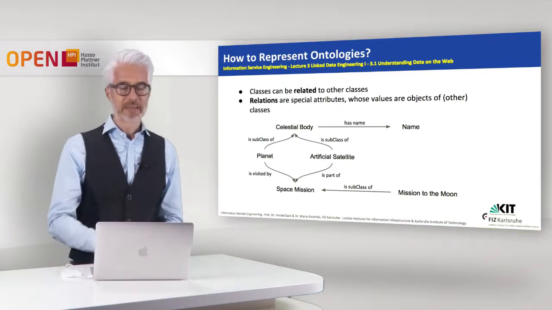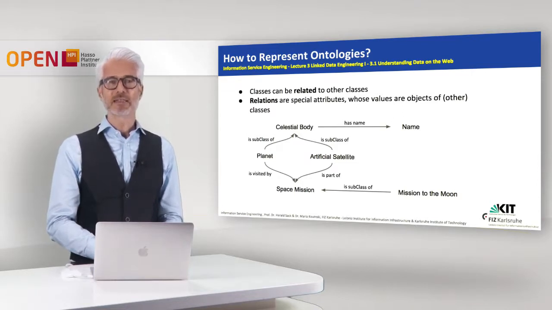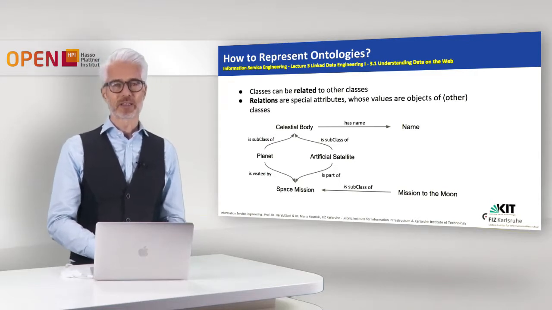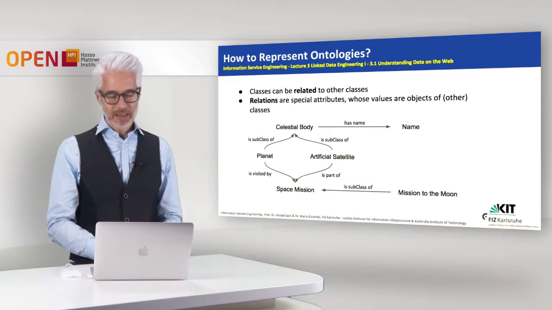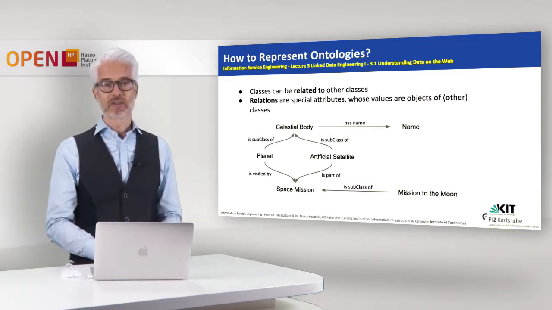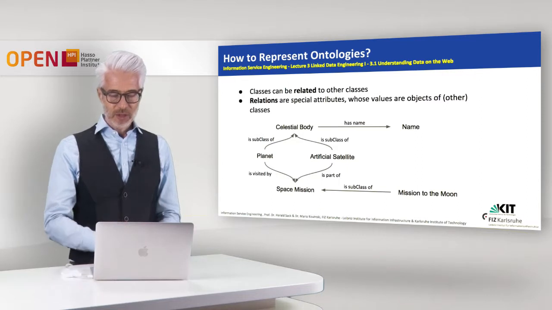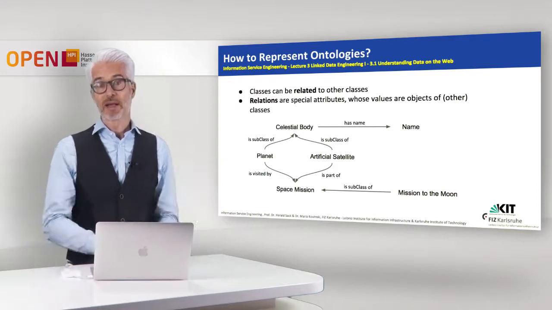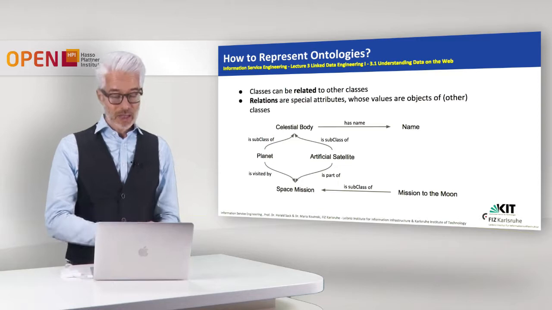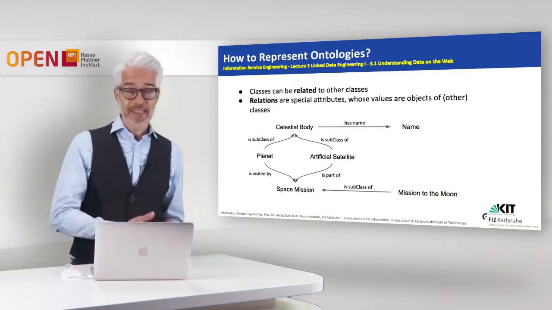So here, for example, planet is a subclass of celestial body, and also a planet has been visited by a space mission, for example. So is visited by is then a relation or a property, and planet and space mission both are classes. On the other hand, you have an artificial satellite, which also might be a celestial body, and this celestial body has a part or is part of a space mission. And on the other hand, here you have, for example, mission to the moon, which is a subclass of space mission, because you can have missions in space to different other planets or wherever.